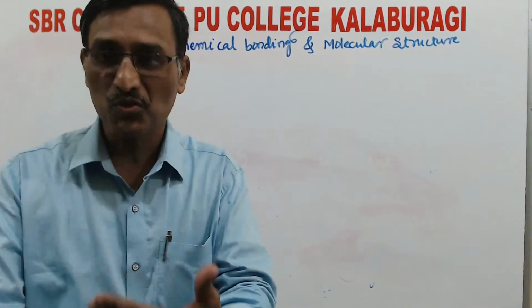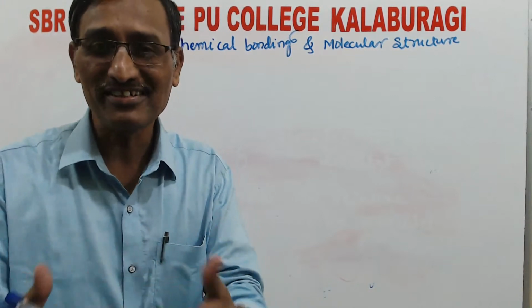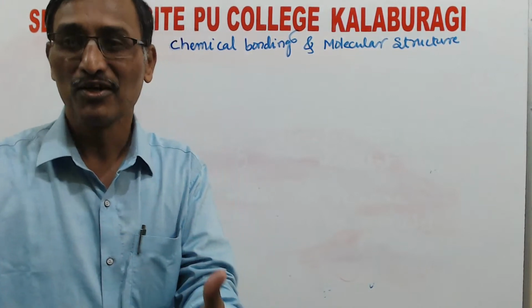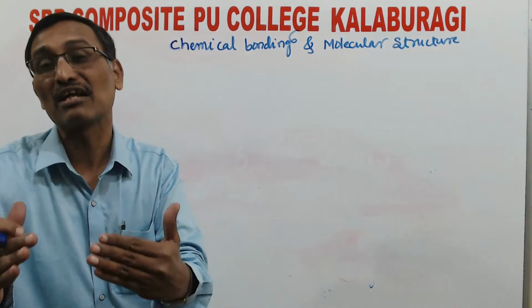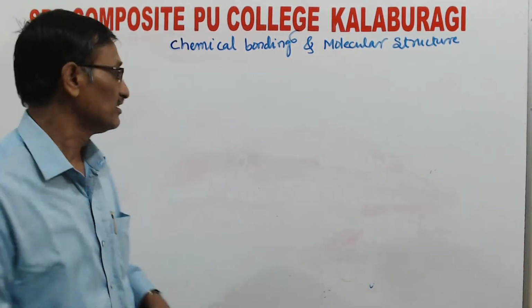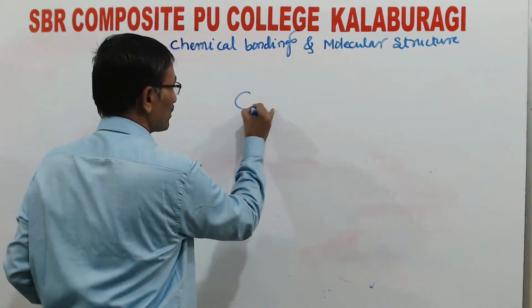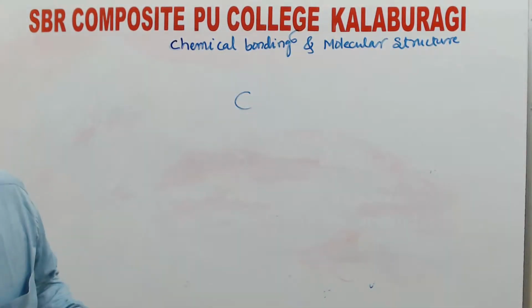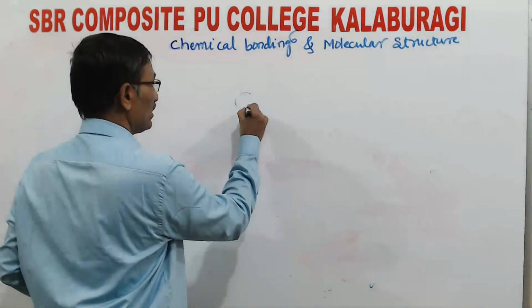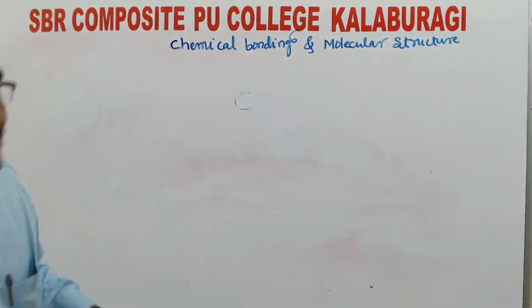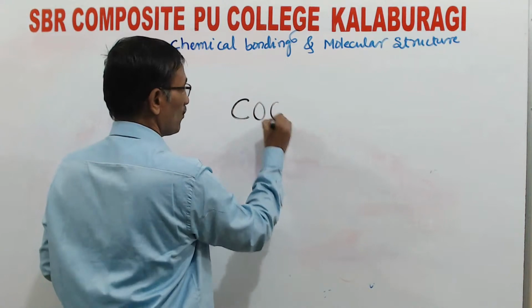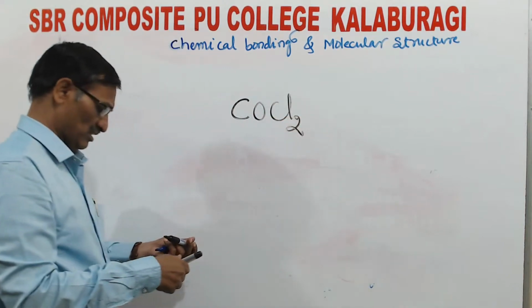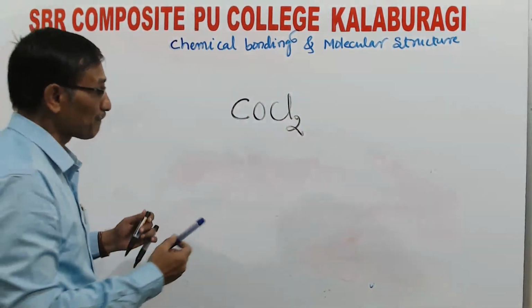One of the students asked, why is it not possible to take a double bond between carbon and chlorine? You asked, pause for a moment, student. COCl2. Now let us see here.